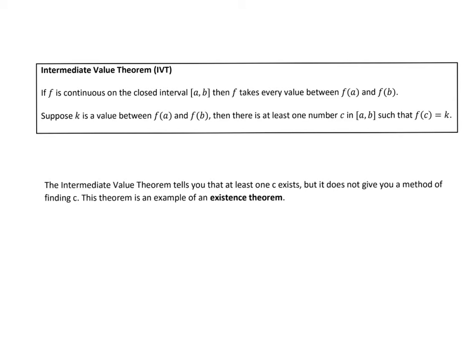So let's just formally state that. The intermediate value theorem tells us that at least one c exists, but it does not give us a method for finding c. And that's an example of an existence theorem. When it tells us that it is true or that it does exist, but doesn't tell us how to find it, that's basically an existence theorem. It's telling us that if our function is continuous, there's got to be an x in our interval that will achieve all the y values between f(a) and f(b). Okay, we've used a lot of math language in talking about this theorem, but let's turn this into some practical language so that we can use it to solve some problems.